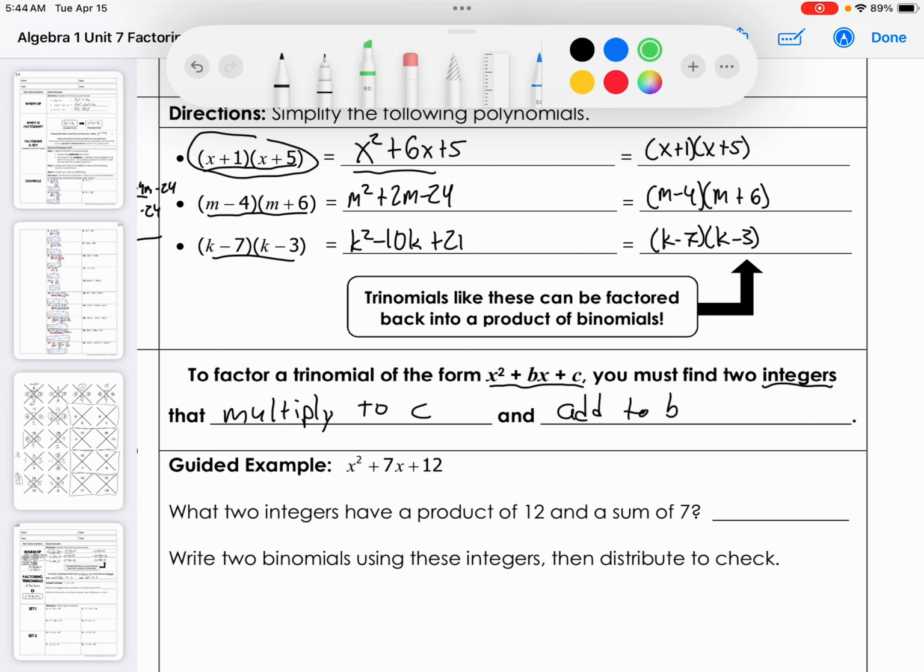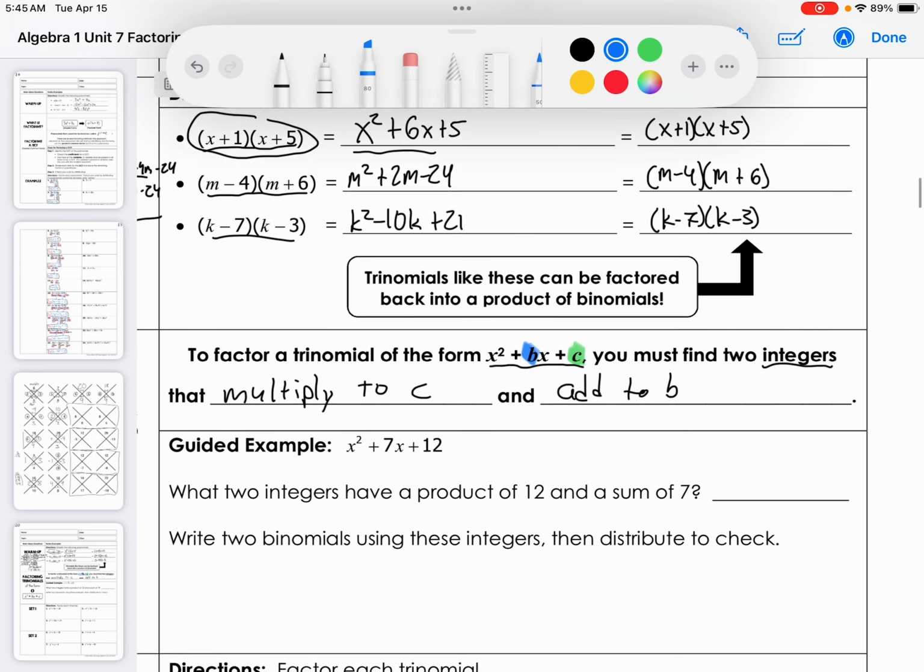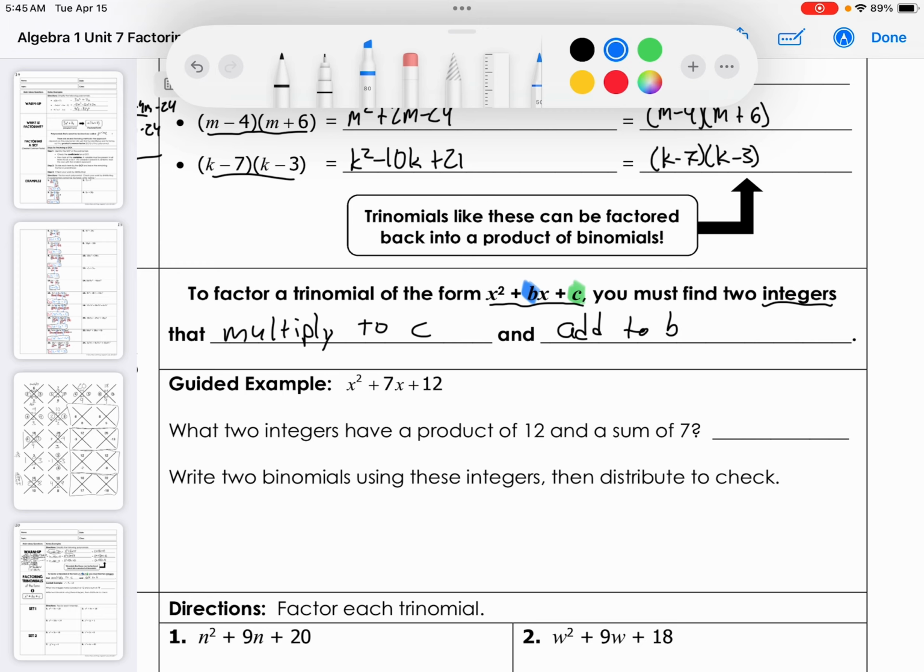So c and b we can find from the equation. C is going to be the last number, or the one that doesn't have the variable. And then b is going to be the number in front of x, or in front of the variable, but not the variable squared. But this kind of thought should sound familiar to you. We need numbers that multiply to c and add to b.